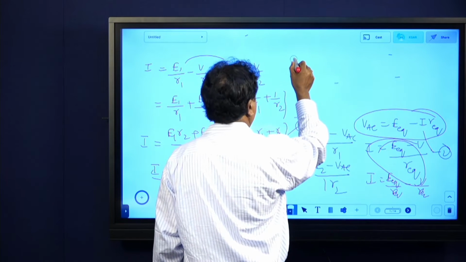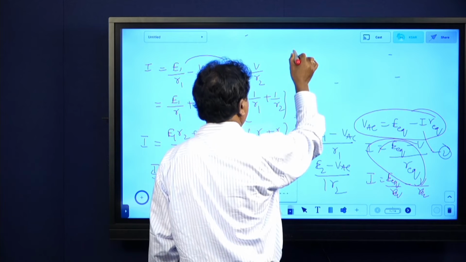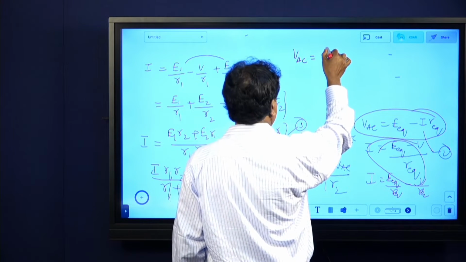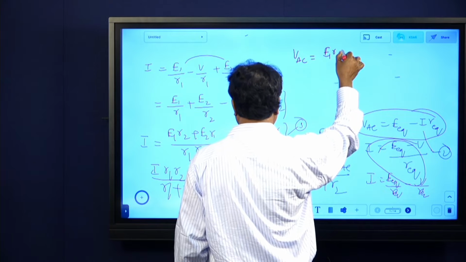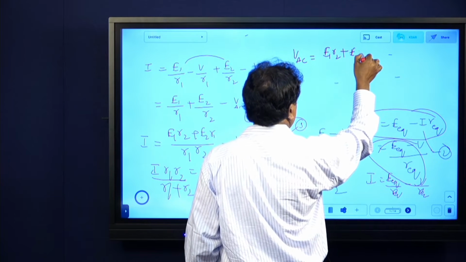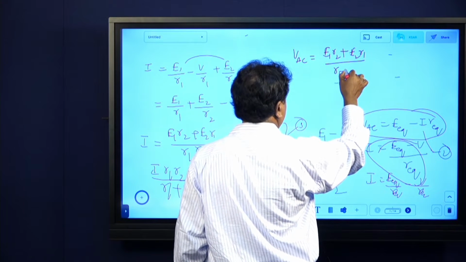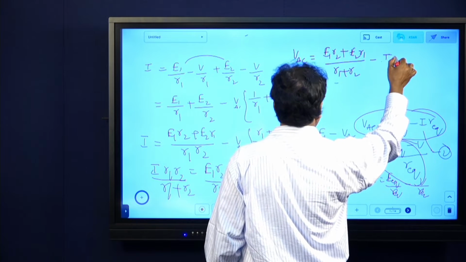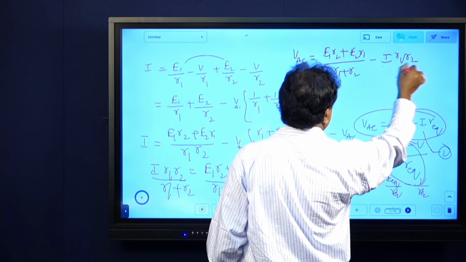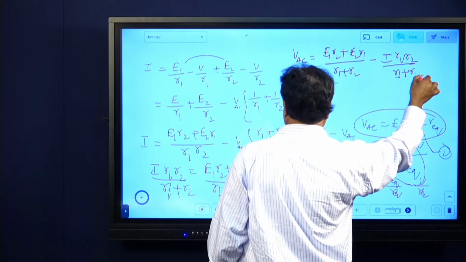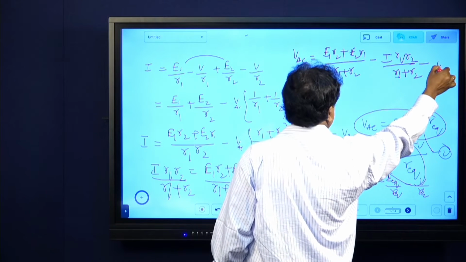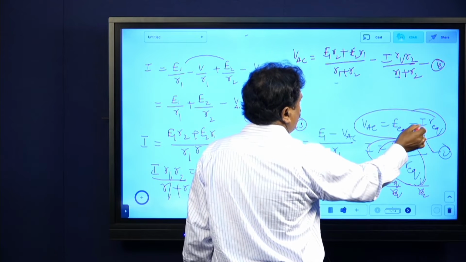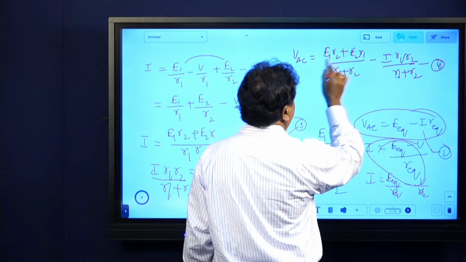Now here, what do you get? VAC equals E1 R2 plus E2 R1 divided by R1 plus R2 minus I into R1 R2 by R1 plus R2. Until this, you can write one more step, then compare these two. VAC equals E equivalent minus I into R equivalent, and VAC is this.